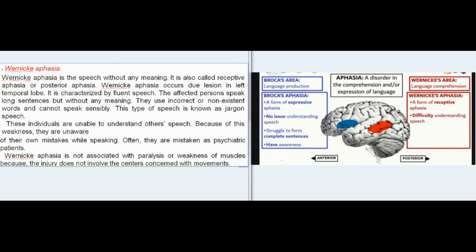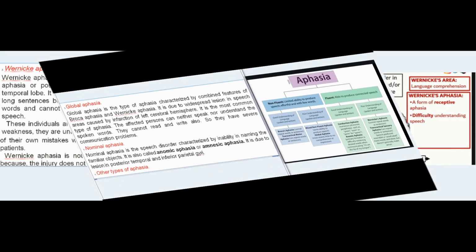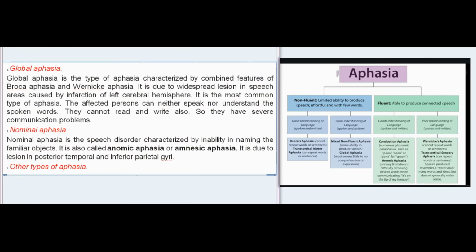These individuals are unable to understand others' speech. Because of this weakness, they are unaware of their own mistakes while speaking. Often, they are mistaken as psychiatric patients. Wernicke aphasia is not associated with paralysis or weakness of muscles because the injury does not involve the centers concerned with movements.